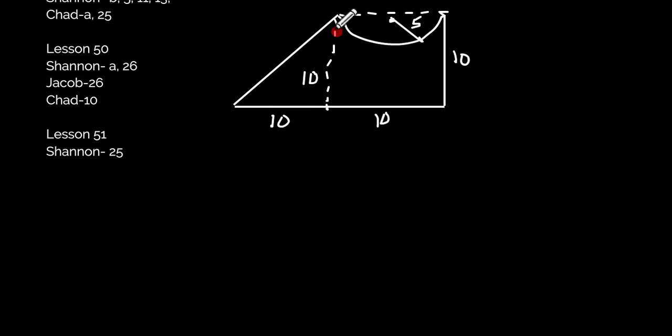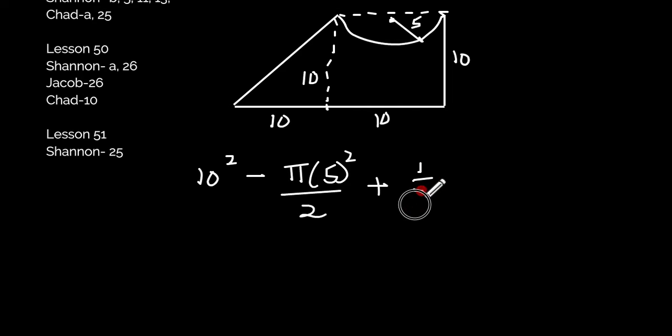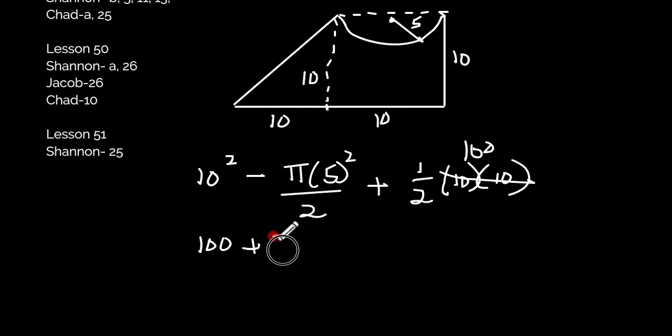So I am going to find the area of this square, which is going to be 10 squared, and subtract off of it pi r squared. That's the formula for a circle, right? But I'm going to divide it by 2 because it's half a circle. And then I'm going to add on to it the area of the triangle, which is 1/2 the base times the height. Okay, so this is going to be 100. This over here is going to be 100, right? Divided by 2 is going to be 50. And then we're going to subtract off 25 pi over 2.